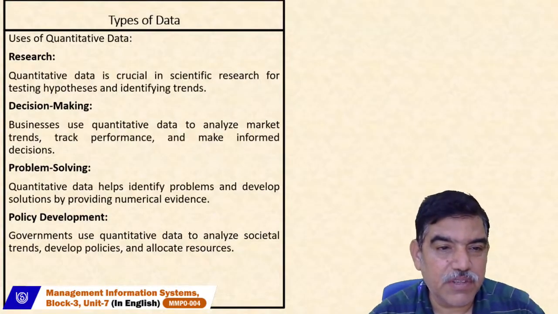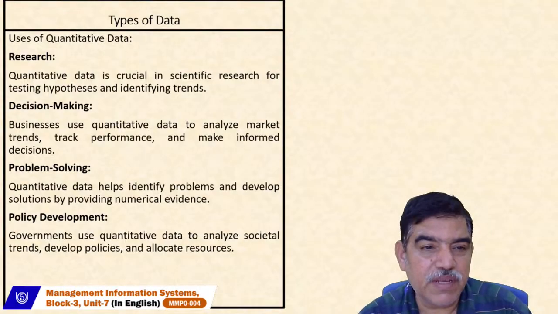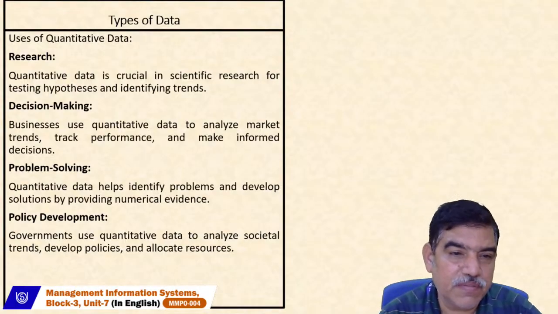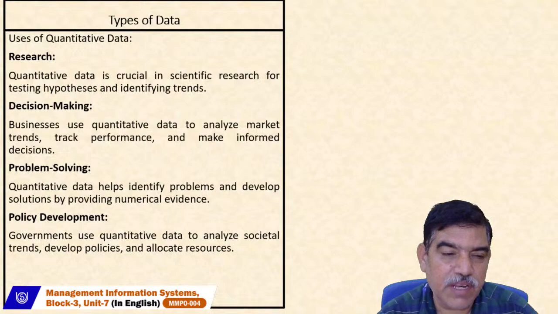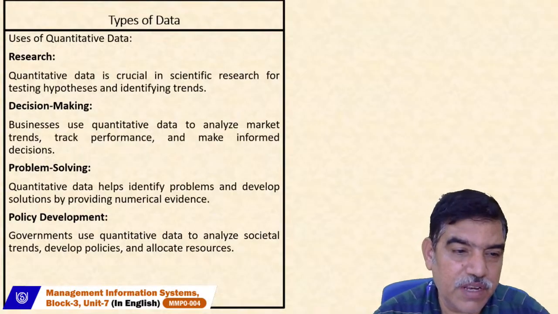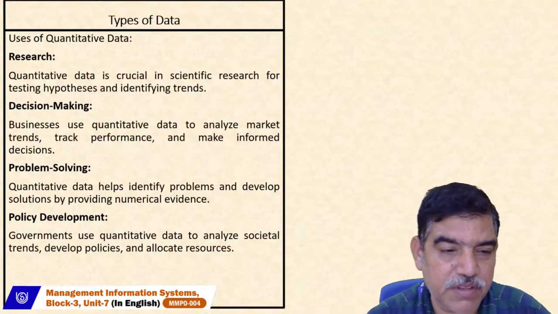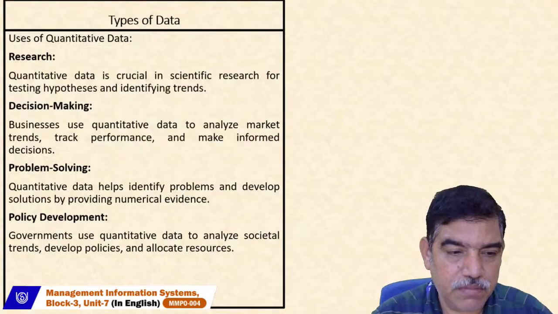So in the decision making process, quantitative data is very, very important. In the problem solving process, quantitative data also identifies the problems and develops solutions by numerical evidence. And it is also useful in the policy development or policy making process, because it is required to analyze the trends.